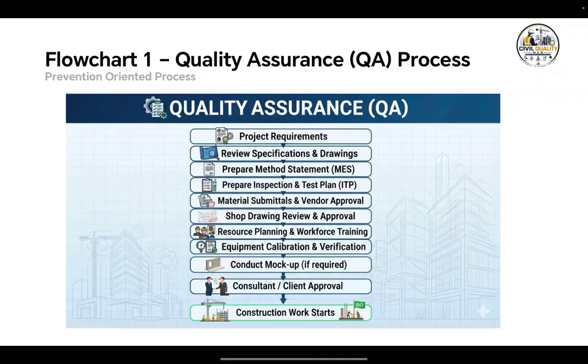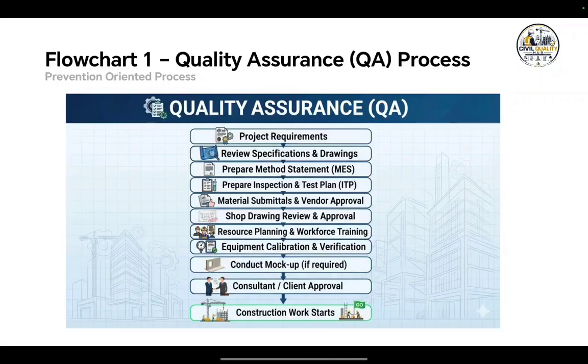Notice one important point at this stage: no inspection of finished work has taken place. Everything is about preparing the process. That's why quality assurance is about preparing. Quality assurance is about preparing the processes. That's why QA is called a prevention-oriented process. I hope you all got this point.